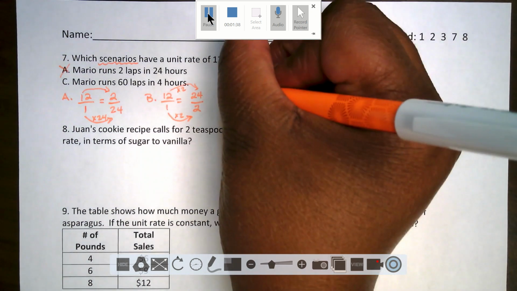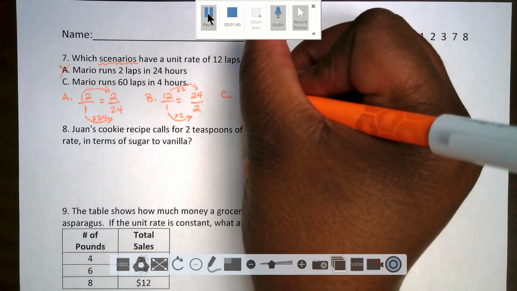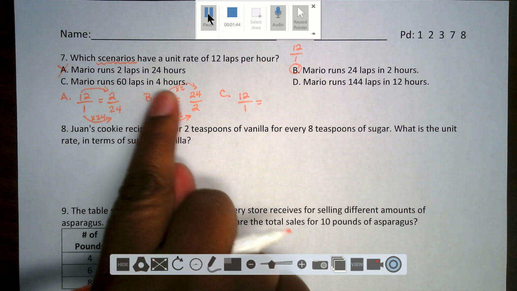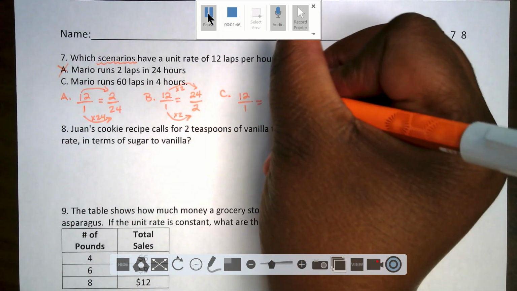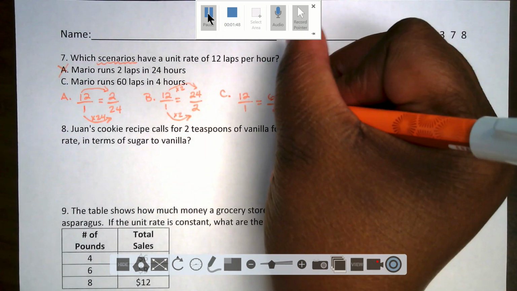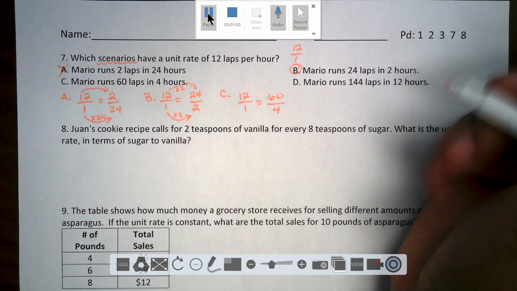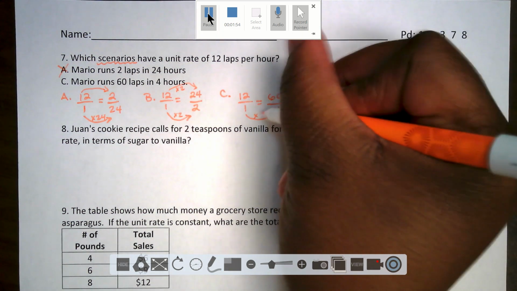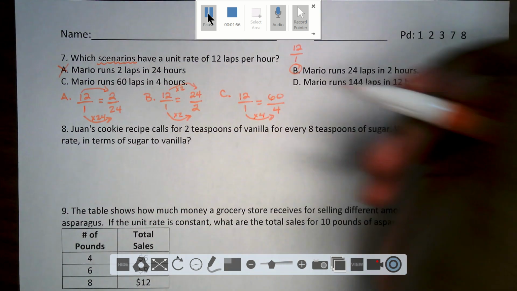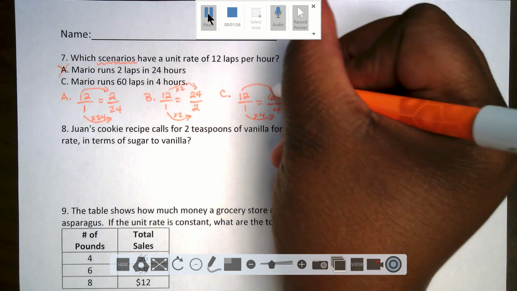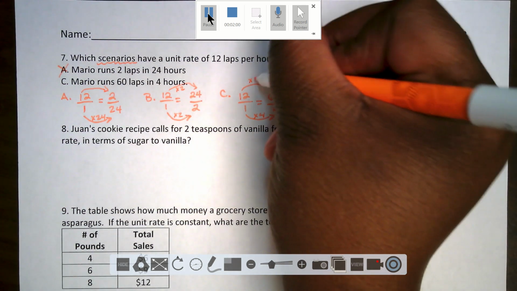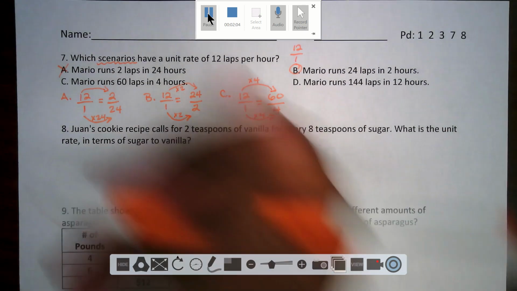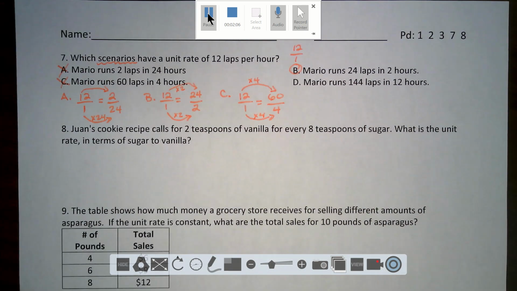Let's keep going. C, our original rate is 12 to 1. Let's compare that to their 60 laps in 4 hours. Okay, so I'm going from 1 to 4 by multiplying by 4. So that means up here I must also multiply by 4. And 12 times 4 is 48, not 60. So C is not correct.